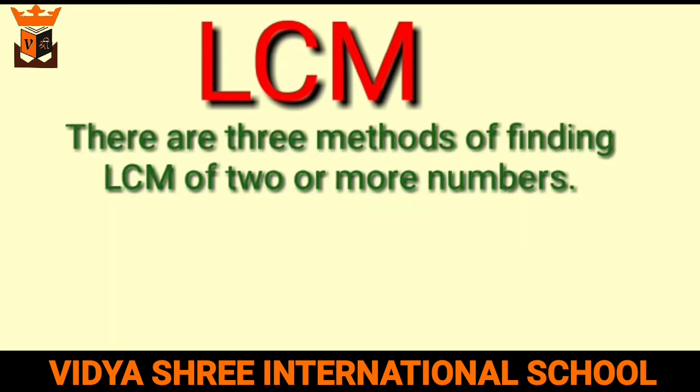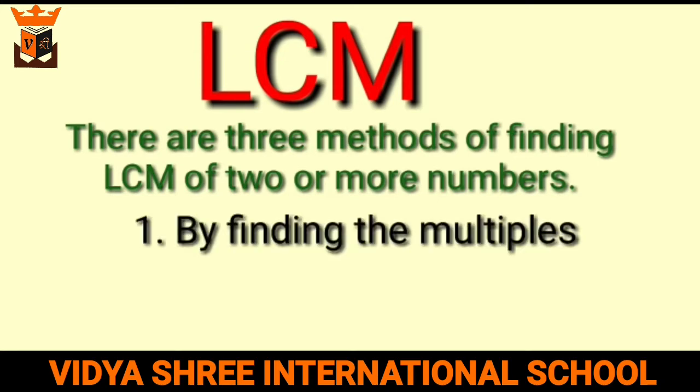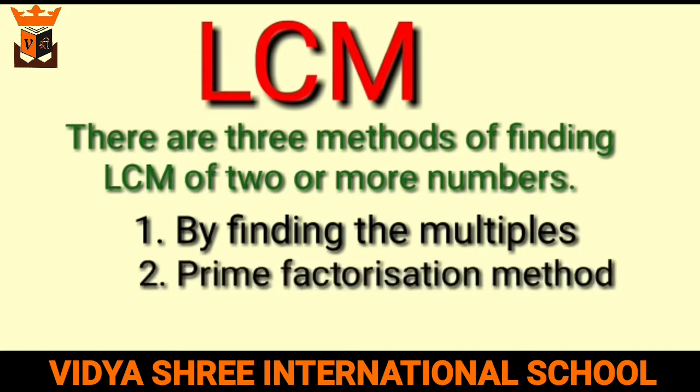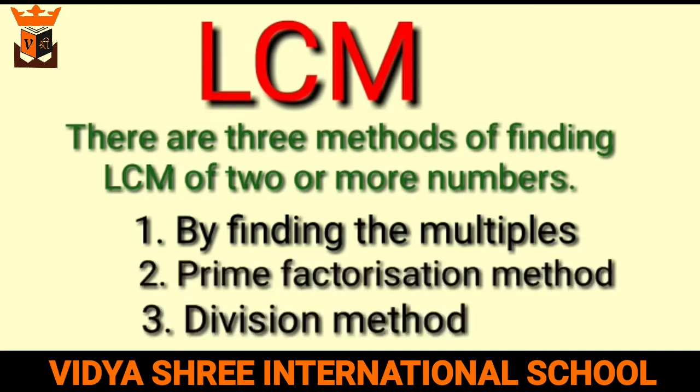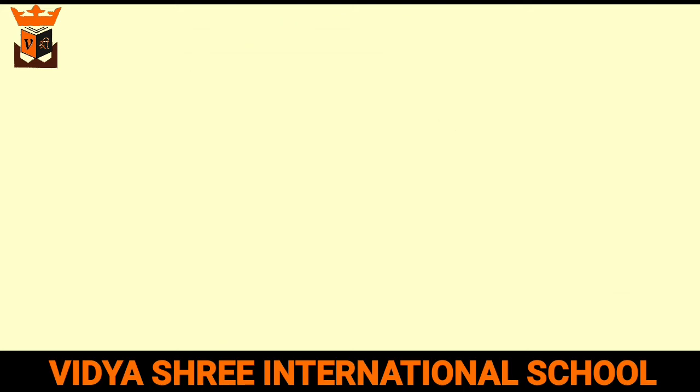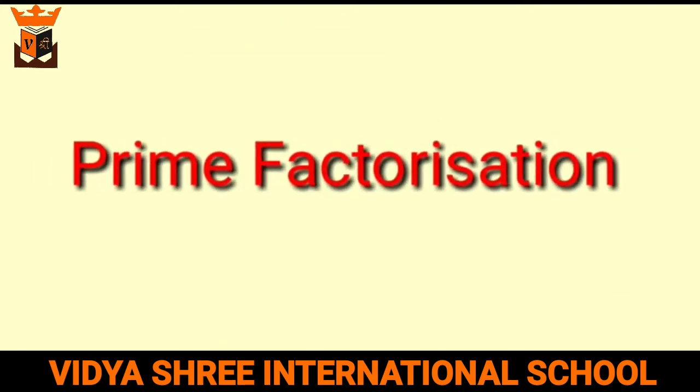LCM, least common multiple of two or more numbers, is the smallest number that is a multiple of those numbers. There are three methods of finding LCM of two or more numbers. First one is by finding the multiples, second one by prime factorization, and third one by division method. Today we will find the LCM by the prime factorization method. Let us understand this by taking an example.